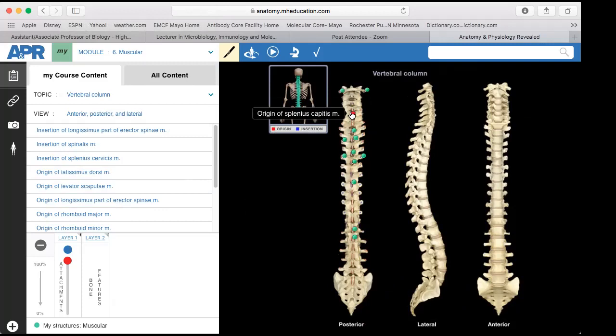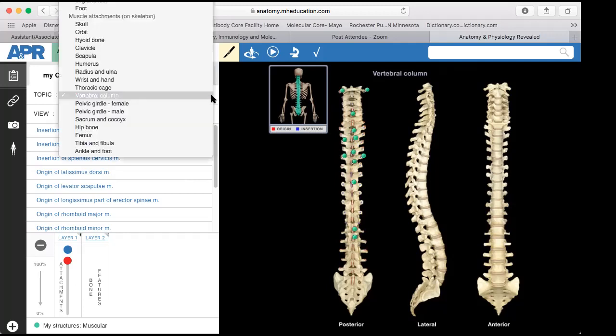And then origin of splenius capitis, origin of rhomboid major. This is basically the bone, but you see the red spots there? Those depict the origin. The blue spots, if there are any, will be the insertion areas. So the muscle will attach from here to wherever the insertion is. And so you have your origin of splenius capitis, rhomboid minor, insertion of spinalis, and so on and so forth. So you have a very distinct way the muscle starts and where it attaches to the other bone.